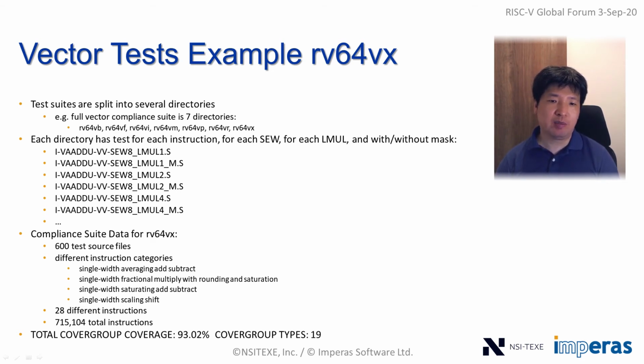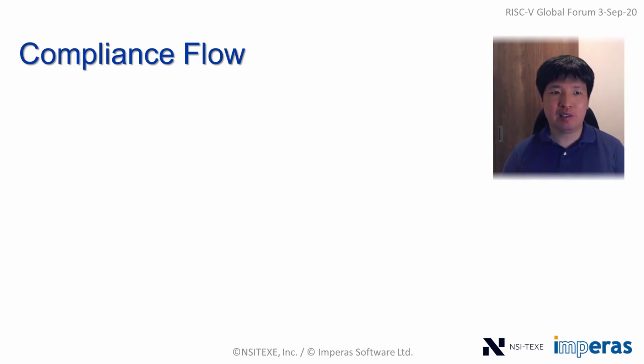By this fixed point category test, the total cover group has reached 93%. Imperas Vector Compliance Test Suite provides this kind of test to users. In the remaining slides, let's look at the actual compliance test flow for reference.